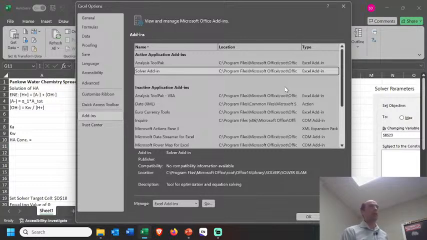I'm not sure. It might already be preloaded onto your computer and it's just not put into the application because it's not default. And there you have it. So you can Google that if you have trouble. It's relatively straightforward. You just have to follow a couple directions: options, add-ins, add solver.